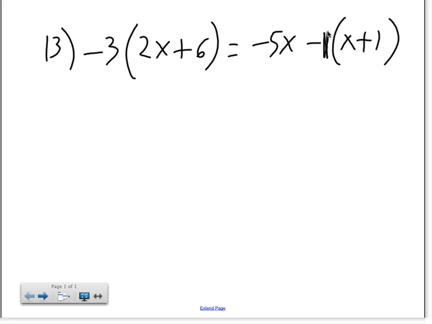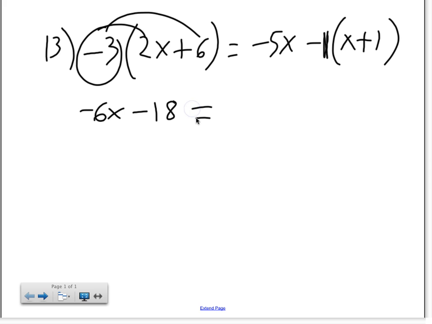Just put it in yourself. You see that? And now I can start the distribution process. I take that and distribute. What will I have on the left-hand side? Negative 6x. Negative 6x minus 18.